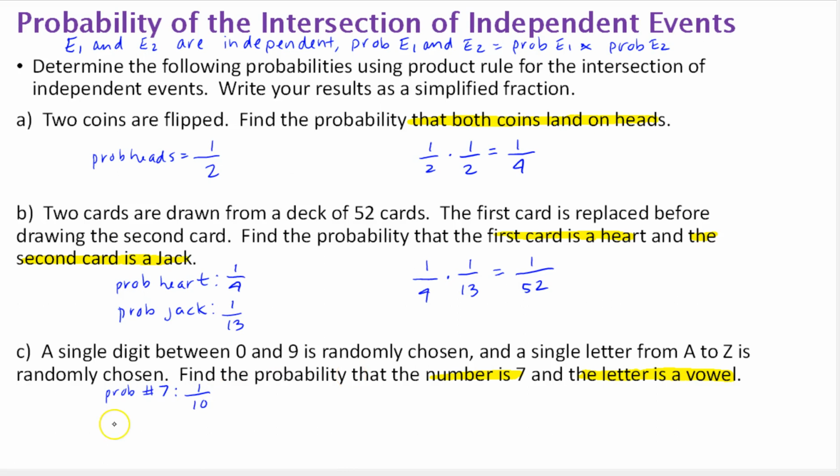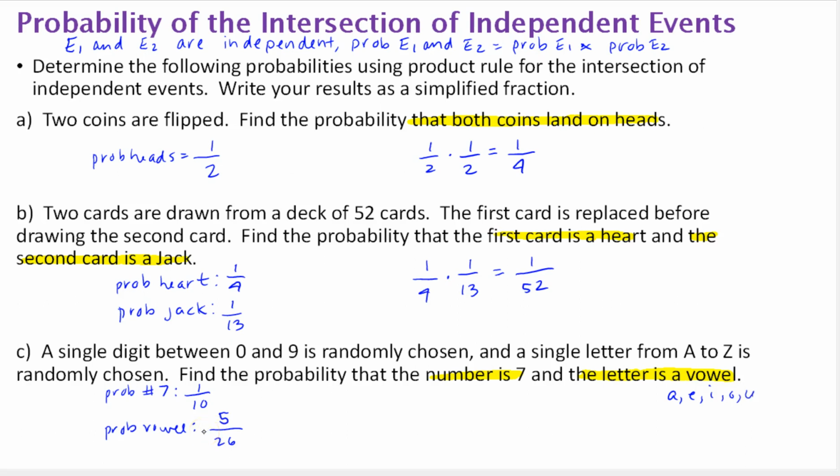And now the probability that we get a letter that's a vowel. First, remember there's 26 letters in the alphabet, and A, E, I, O, and U are vowels, sometimes Y, but we're going to pretend like it's not sometimes Y. So 5, let's just write that in case you forgot, A, E, I, O, U. 5 letters are vowels. The other letters are called consonants.